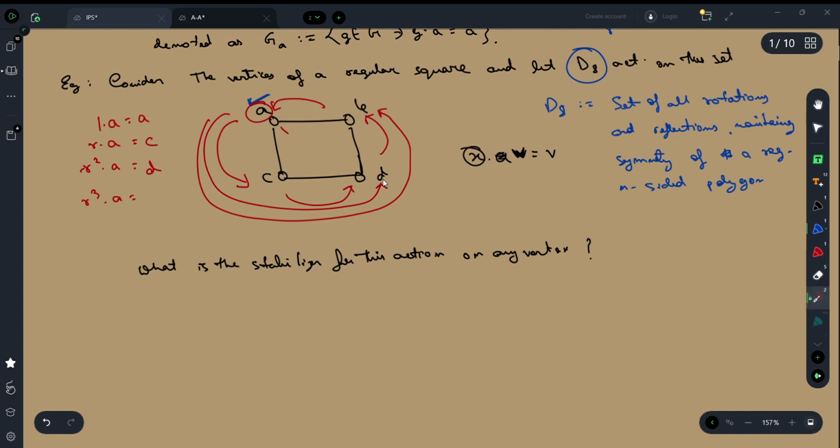Observe that you have this as a line of symmetry, you have this as a line of symmetry, then this, and then this. So for any vertex you choose, there is a line of symmetry passing through that vertex. If you choose A or D, there is a line of symmetry passing through that vertex.